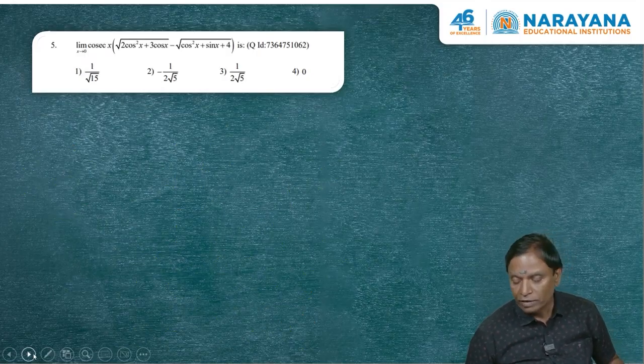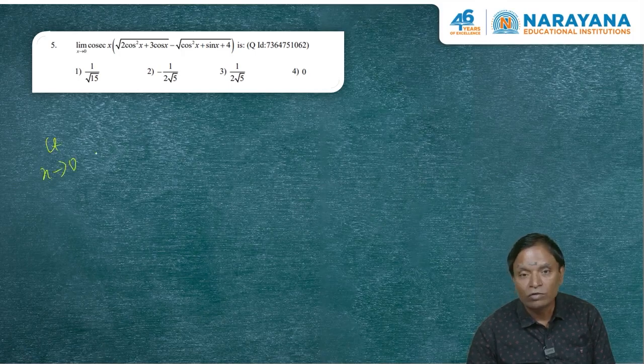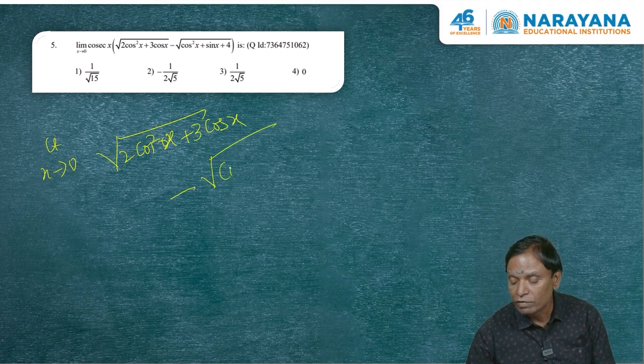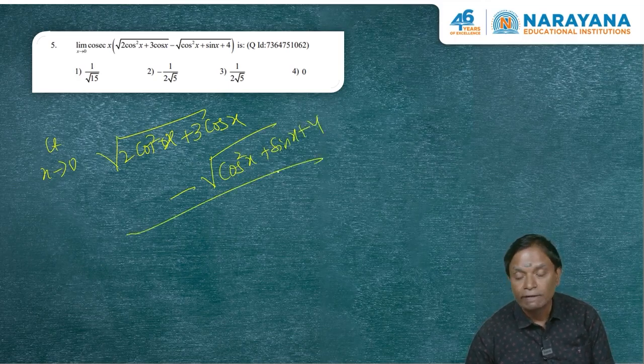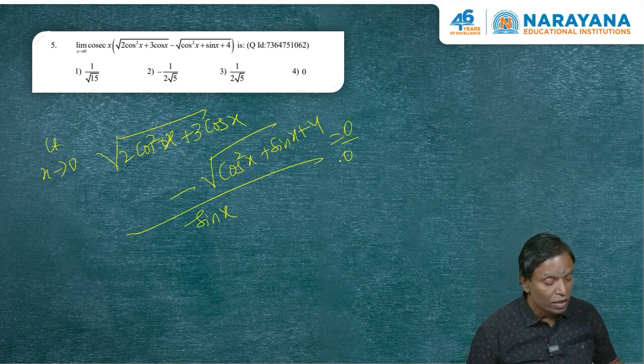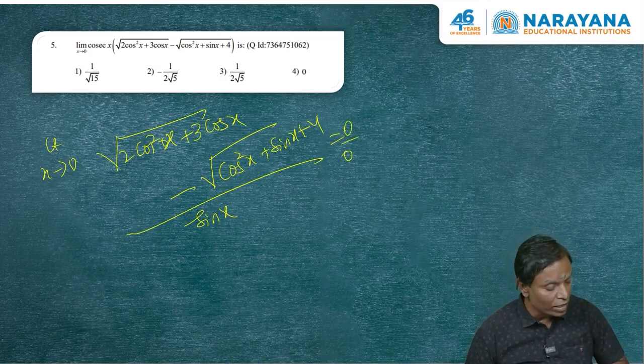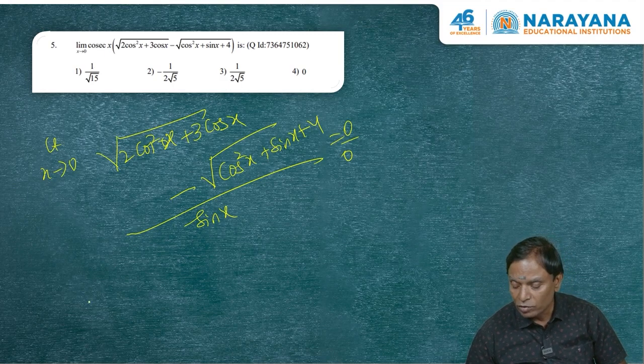Okay. Now let us go to the next question. You are given the fifth one: limit x tends to 0 of under root of (2 cos square x plus 3 cos x) minus root of (cos square x plus sin x plus 4), divided by sin x. Now you can apply the limit, which gives you 0 by 0. Now what you can do is go for L'Hopital's rule. L'Hopital's rule gives you f dash 0 by g dash 0.